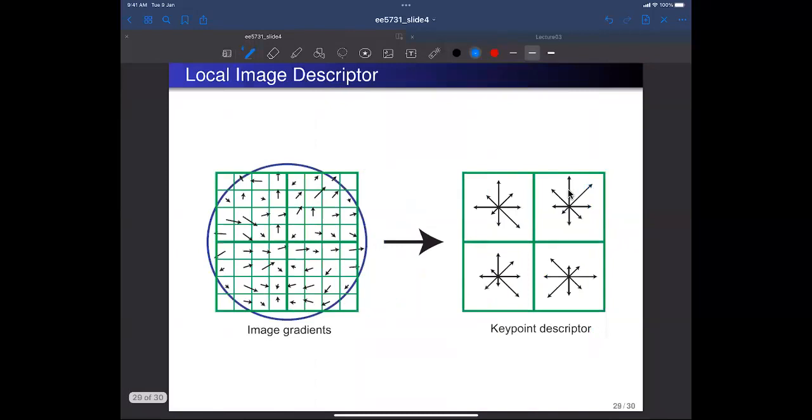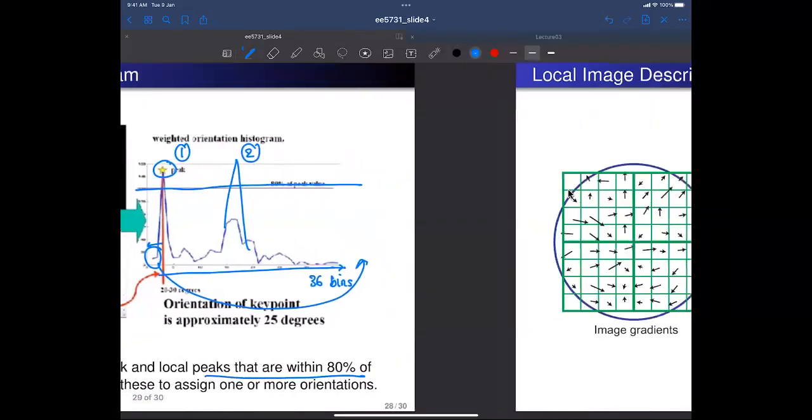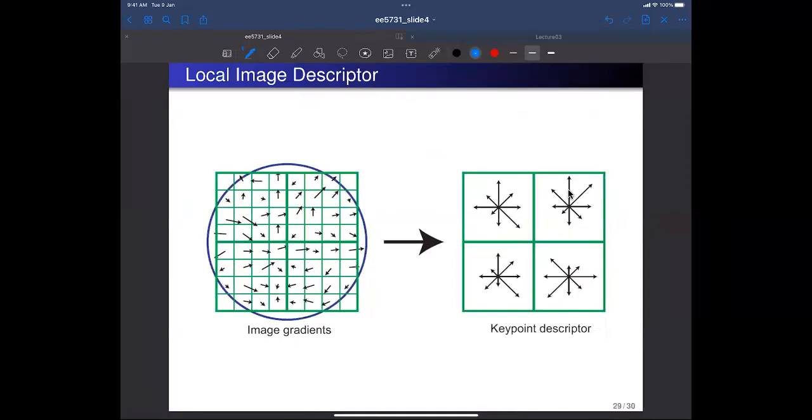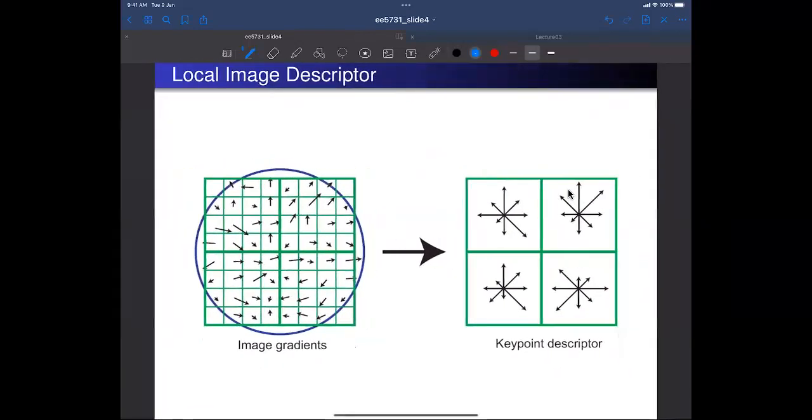Now, the last operation is this local image descriptors. So we need to create a descriptor. So assume from the previous step, we already have a canonical orientation. So the image here is already like that, right? And the orientation is in that way. The dominant orientation is already normalized.